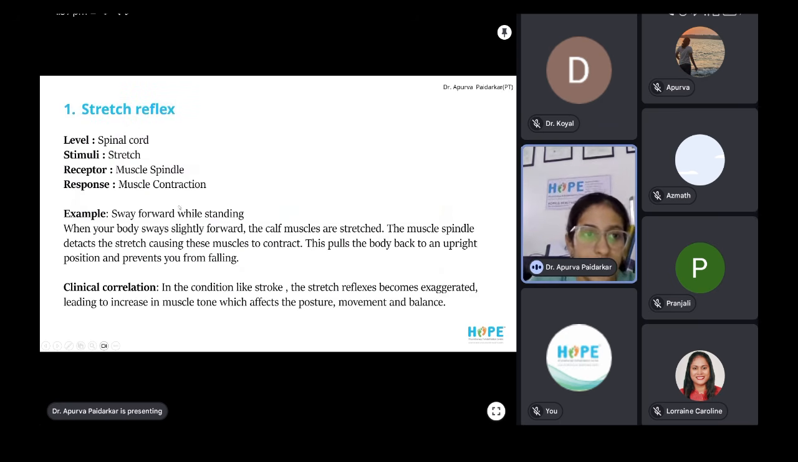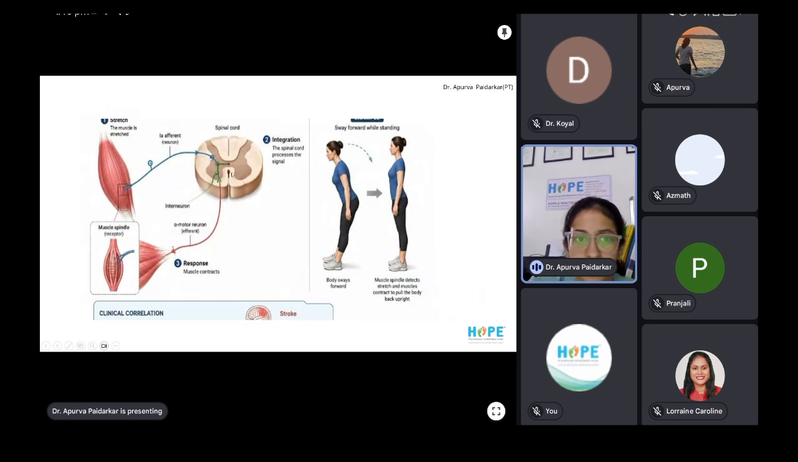So we'll see what the stretch reflex is. The center of origin is the spinal cord. The stimulus here will be stretch. The receptor will be the muscle spindle, and the response would be muscle contraction. So I have an example for it. For example, swaying forward while standing. When your body sways slightly forward, the calf muscles are stretched, and the muscle spindle detects the stretch, causing this muscle to contract. This pulls the body back to an upright position and prevents you from falling. See, this is the example.